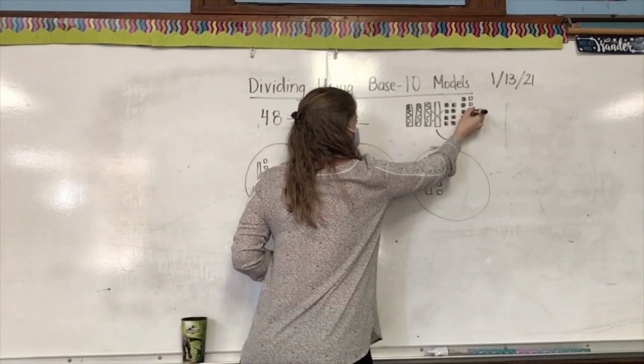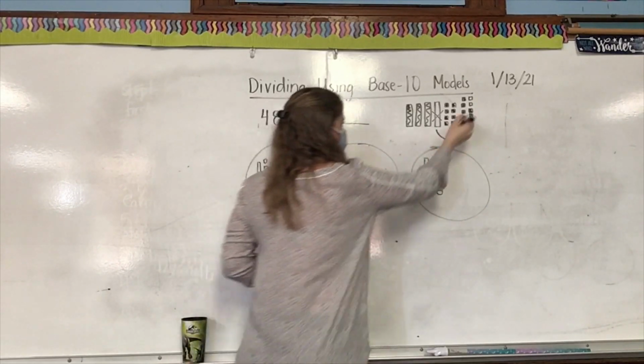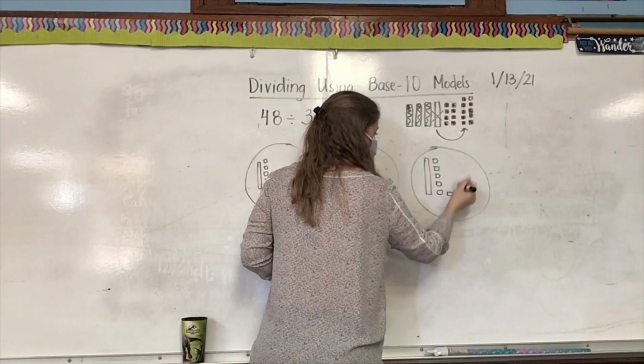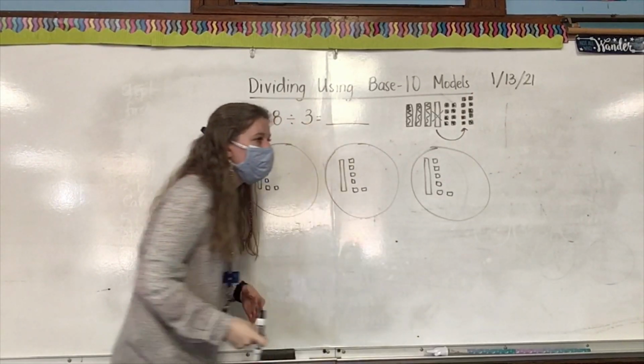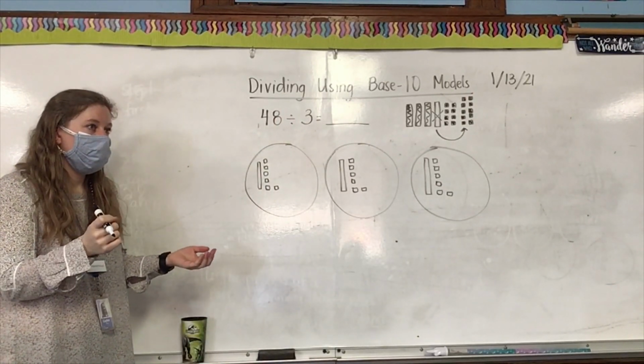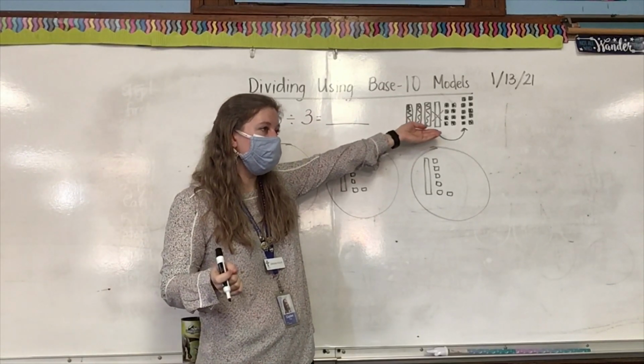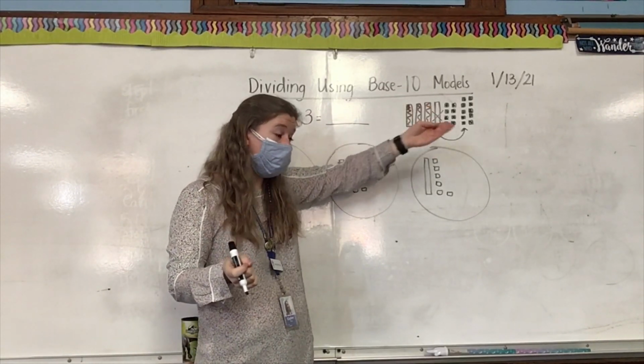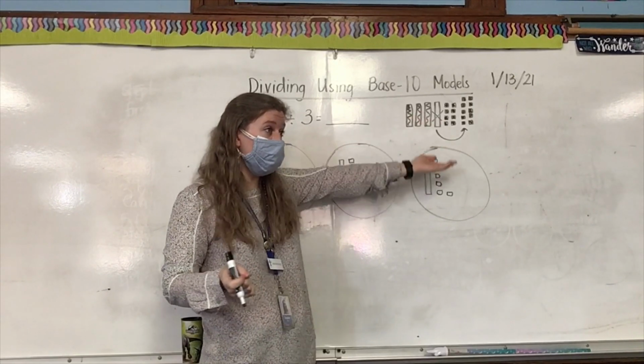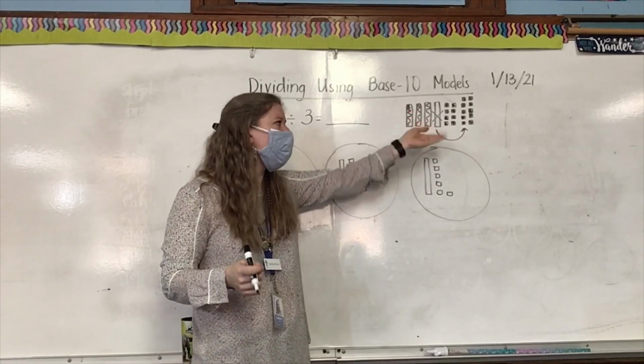16, 17, 18. I'm at the end. What do I make sure of? That you have 3 more. That I have at least the divisor left. Do I have at least the divisor left? No. Do I have any left over? No. So what does that mean if I have none left over?